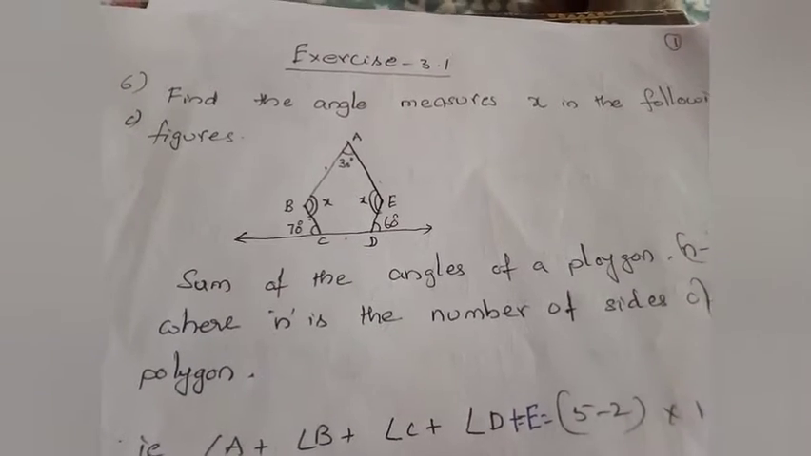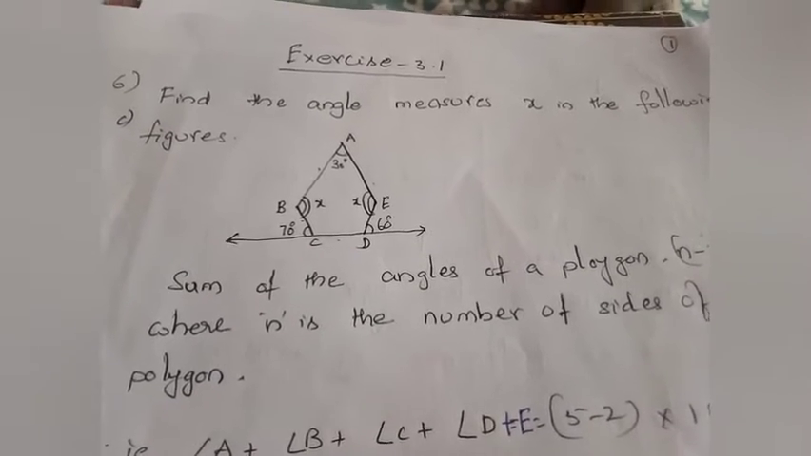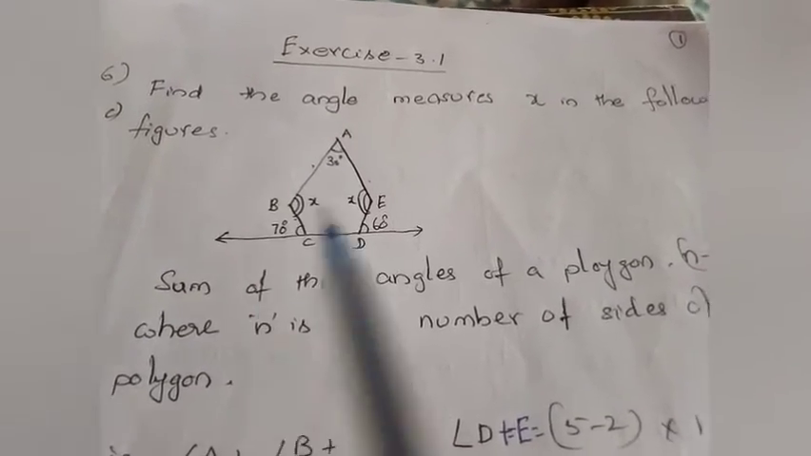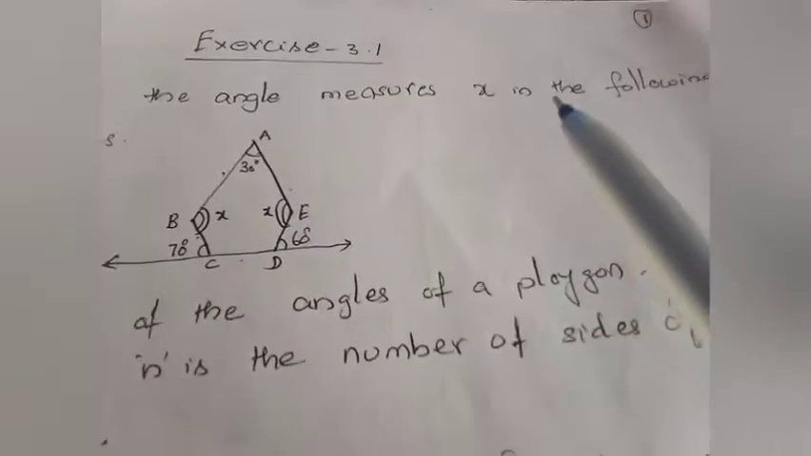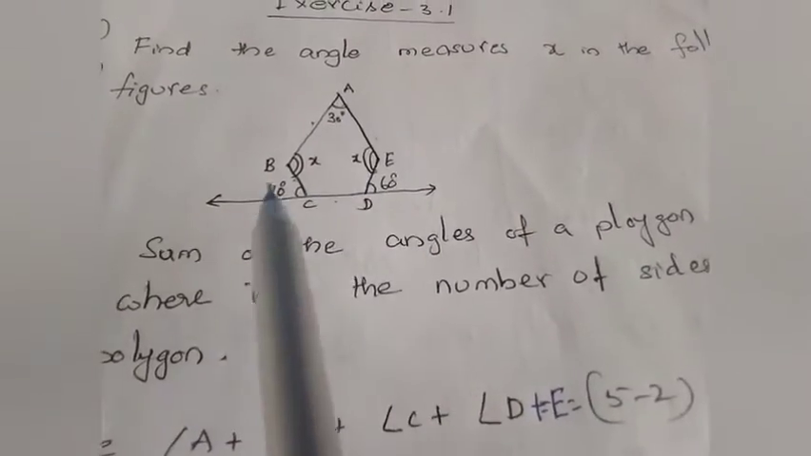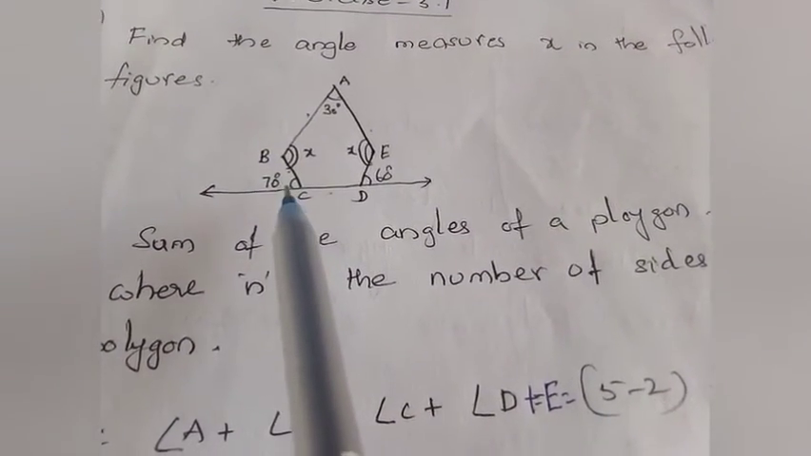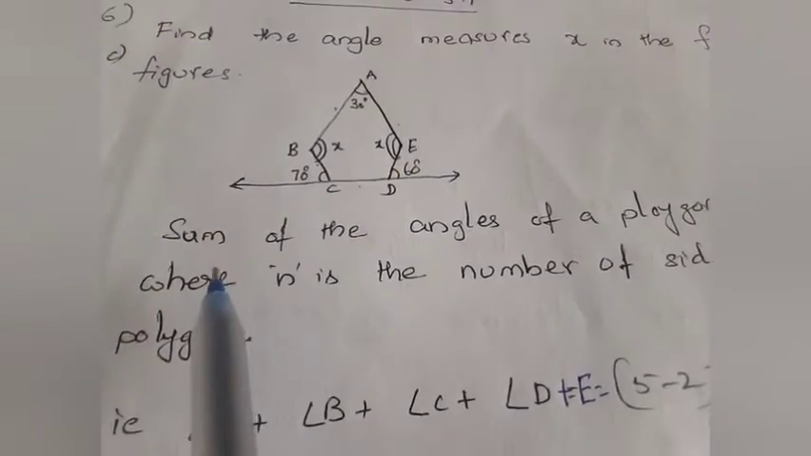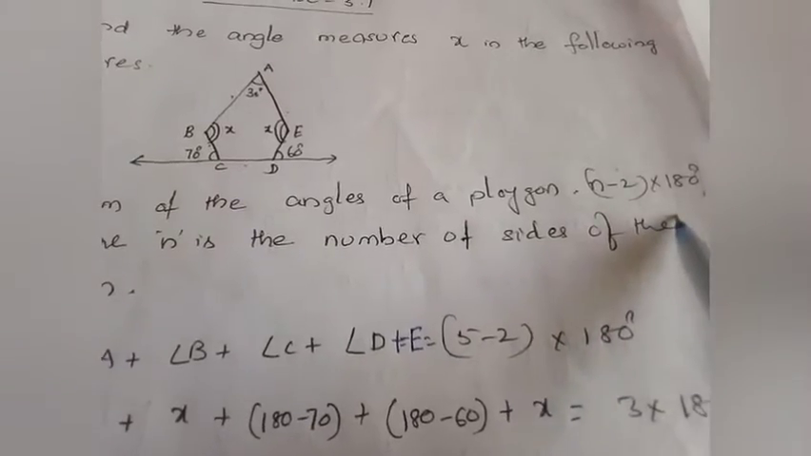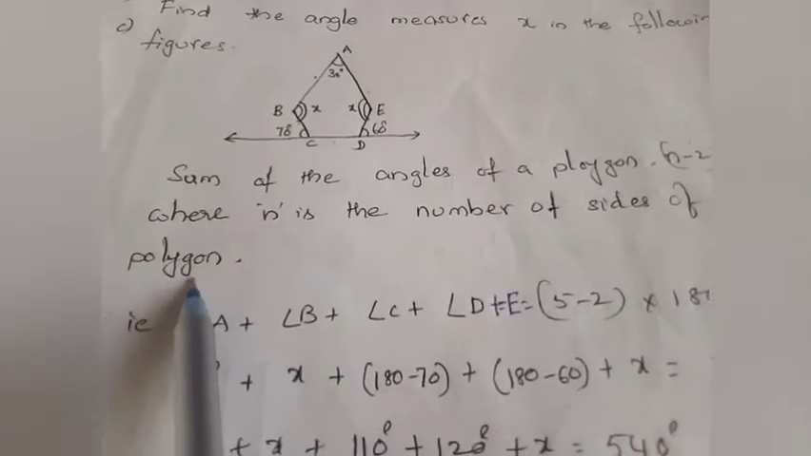Hi friends, today's topic is Class 8 Chapter 3, Understanding Quadrilaterals, Exercise 3.1, question 6. Find the angle measures in the following figures. This is the figure. You have to find the value of x in this. These two are equal. Now, the sum of angles of a polygon is equal to (n minus 2) into 180 degrees, where n is the number of sides of the polygon.